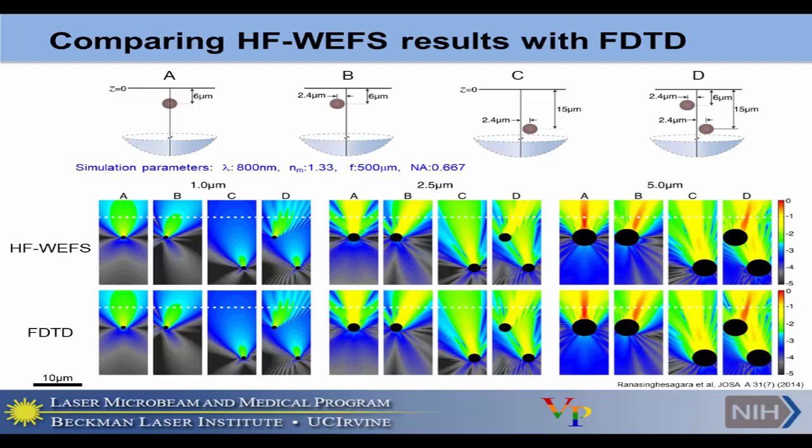Okay, here are some simulation results. In this case, we put the scatterer right underneath the focus. Here we shifted the scatterer, but this is only 6 microns, this is 15 microns, and then we add another scatterer, 2 scatterers. So for each case, we can obtain the scattering field. This is using our technique, this is FDTD. And using our technique, we can get these results in like 2-3 minutes.